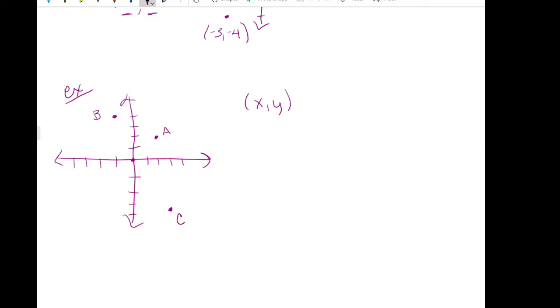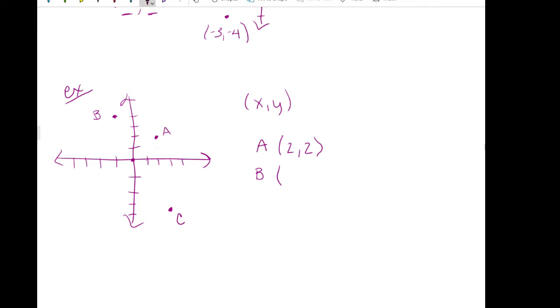And to find the point A, we're going to count over 1, 2. So my x value is 2. And then I count up 1, 2. So my y value is 2. So point A is at 2, comma 2.